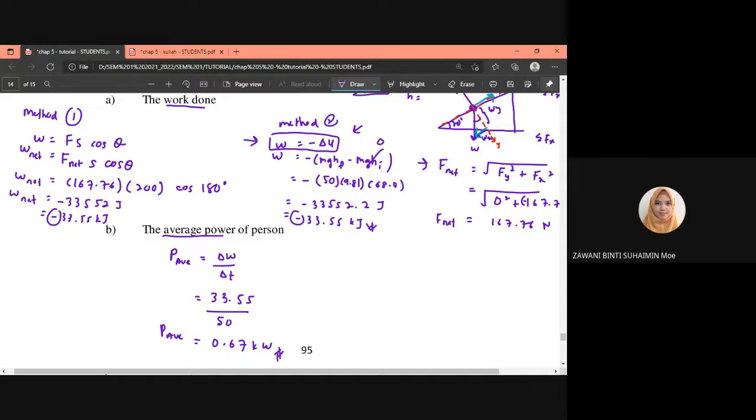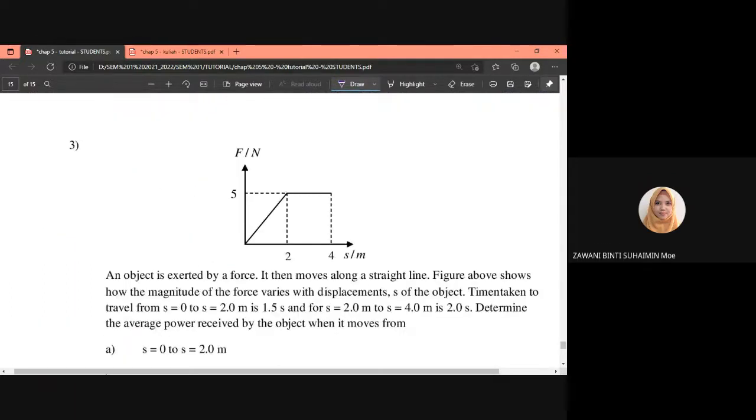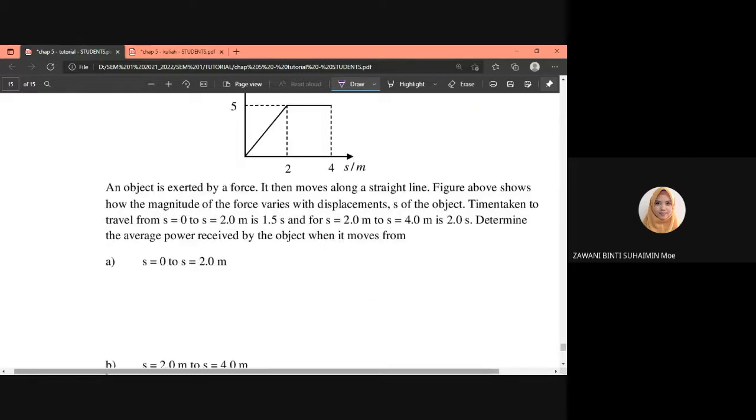Okay, settle. Okay, so last question. Is it last question? Okay, not really. Okay, so an object is exerted by a force. It then moves along a straight line. Figure above shows how the magnitude of the force varies with displacement S of the object. Time taken to travel from S is equal to 0 to S is equal to 2 meter is equal to 1.5 seconds. So maksudnya daripada sini ke sini ada 1.5 second. Okay. And for S2 to S4 lagi 2 second kat sini.